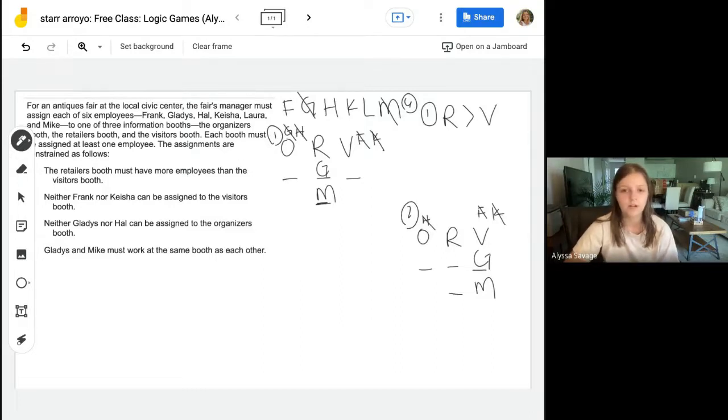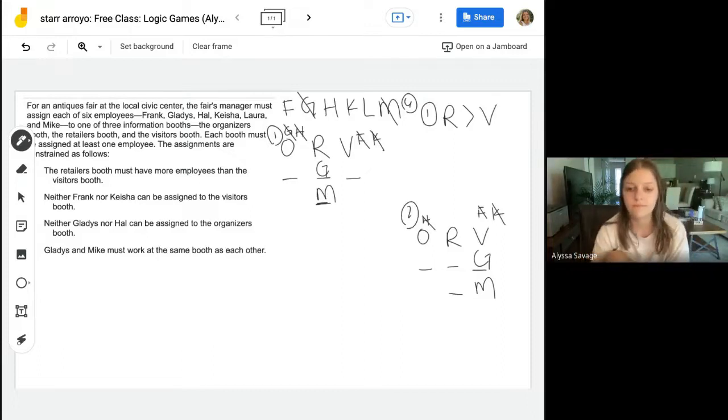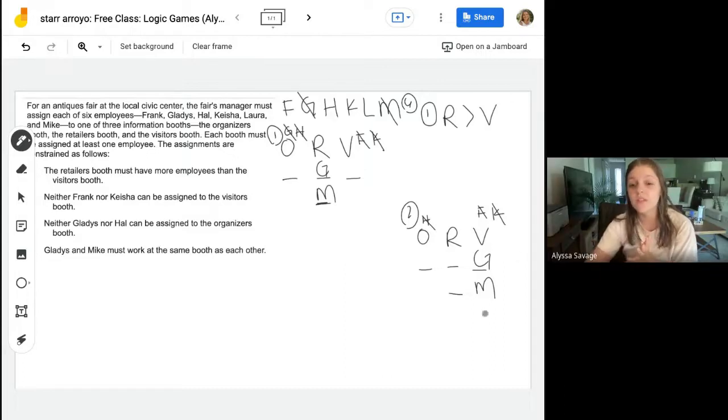Think about how many variables you have, how many spaces you have available. I'm not too sure. So looking at rule number 1, R has to be more than V, right? Oh, yes. So in that second world, we said that G and M could go in V, which is very possible. But in order for them to go into V, what has to happen in R? It has to be before V.